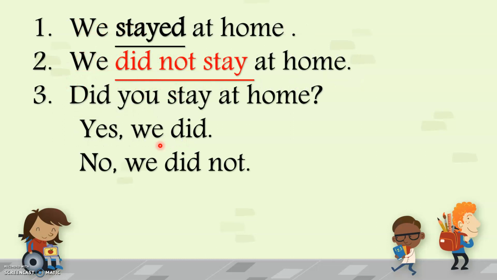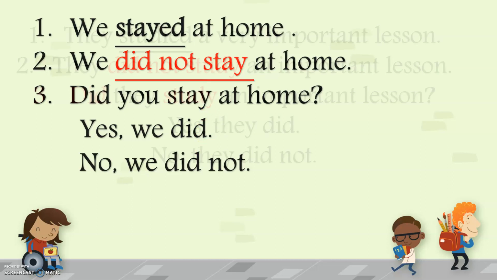For example, we stayed at home last night. To change the sentence into the negative form, we need to add didn't. We didn't, then the base form of the verb. Pay attention: we didn't stay at home last night. To make the yes or no question, we need to start the question with did. Did, then the subject that I'm asking, you or they. Did you stay at home last night? Yes, we did. Or yes, we stayed, the affirmative form. Or no, we didn't stay at home last night.